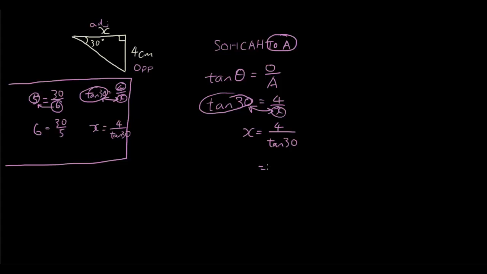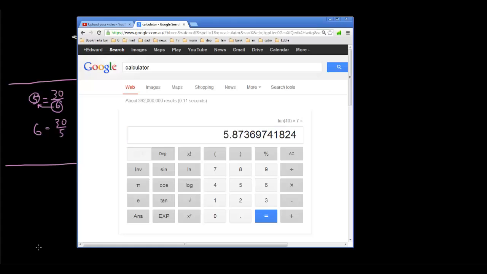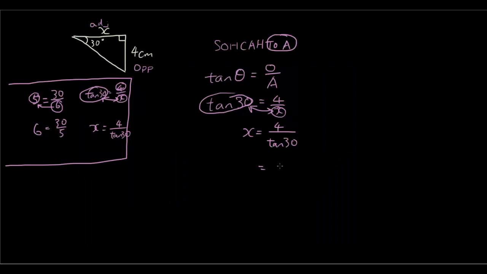So now putting that in the calculator, 4 divided by tan 30, we get 6.93 degrees. Sorry, 6.93 centimeters.